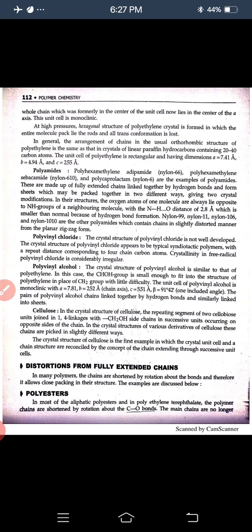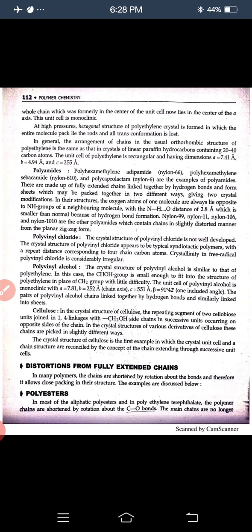And this type of polyamides have the NH group, amides containing a chain, that is nylon 66, nylon 610, with NH groups and neighboring molecules with the N-H...O distance 2.8 angstrom, which is smaller than normal because of hydrogen bond formation. Nylon 99, nylon 11, nylon 106 and nylon 1010 contain chains distorted slightly from the planar zigzag form.